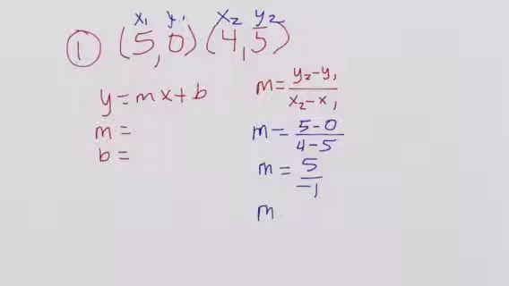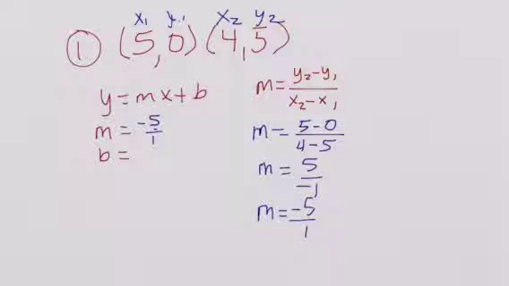Hampton rule says the negative has to go up in the numerator. So negative 5 over 1 is my m. So I'm going to go ahead and put negative 5 over 1. And now I need to find my b.